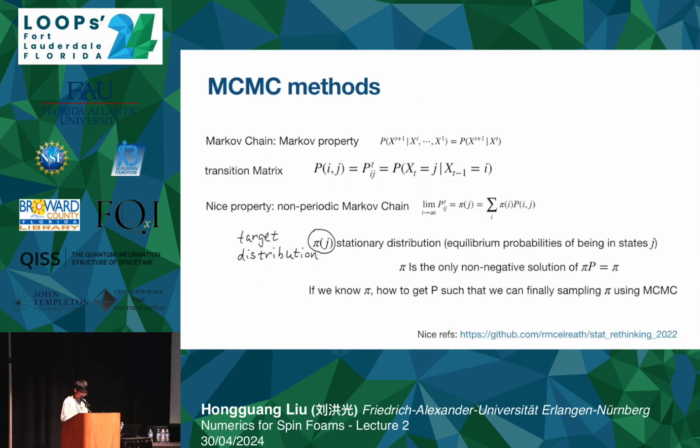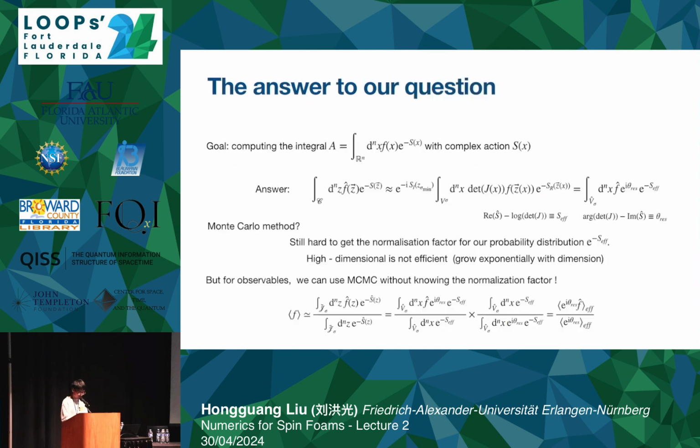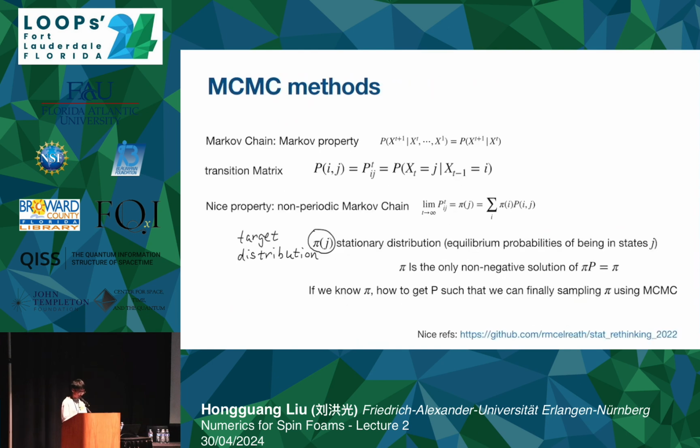So I have a concrete example of the Markov chain Monte Carlo method. I don't know if some of you already know this. It's a statistic, coming from statistical models. So a Markov chain is basically something that satisfies the Markov property. So what is the Markov property?